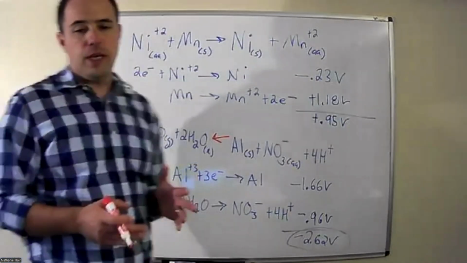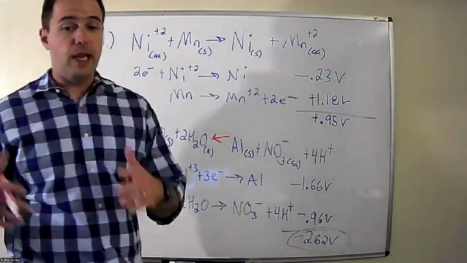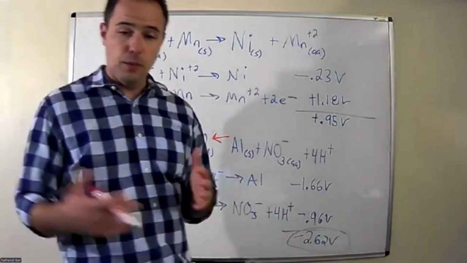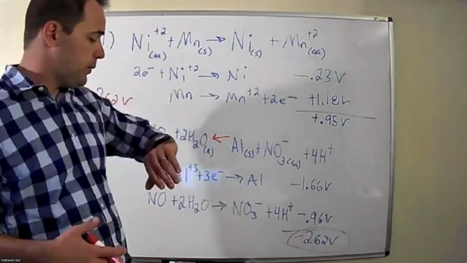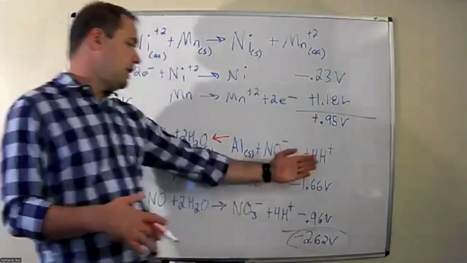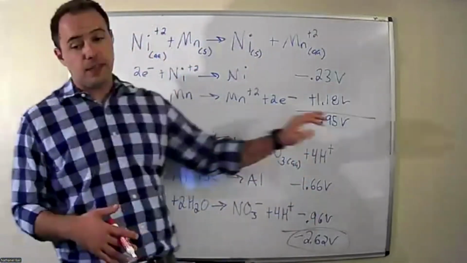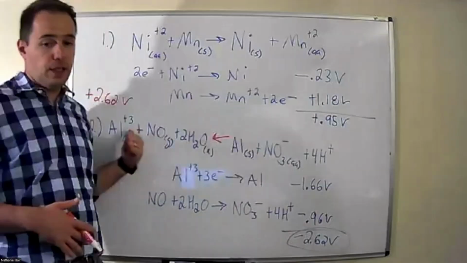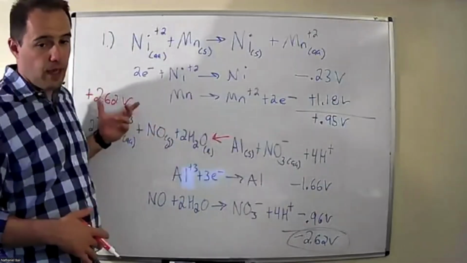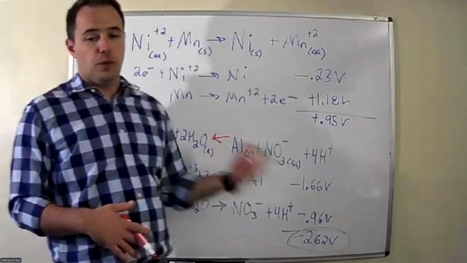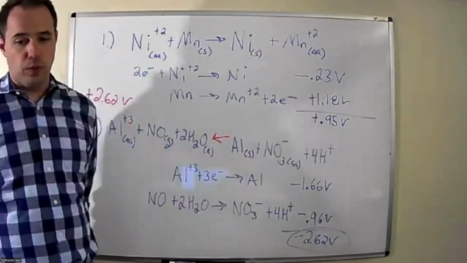So we're going to talk about the relationship between voltage and spontaneity and equilibrium constant here in a moment. But if you end up with a negative overall voltage, it actually means that it's non-spontaneous in that direction and is spontaneous in the reverse direction with the opposite sign voltage. So in the reverse direction, it would be a positive 2.62 volts.